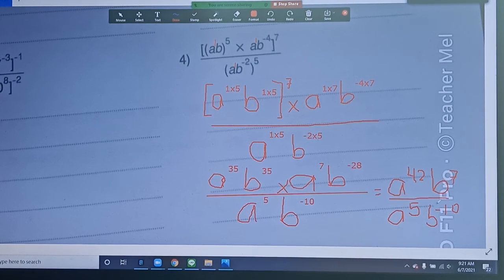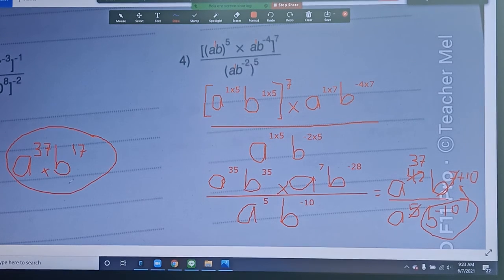And then by applying property number 2, we can just simply cut here. So 42 minus 5, this will become 37. It's 42 minus 5 because when you put the A up, the power will become negative. So it will become 42 minus 5, and that is 37. Then 7 plus 10, so it will become A 37. Okay, do you understand?